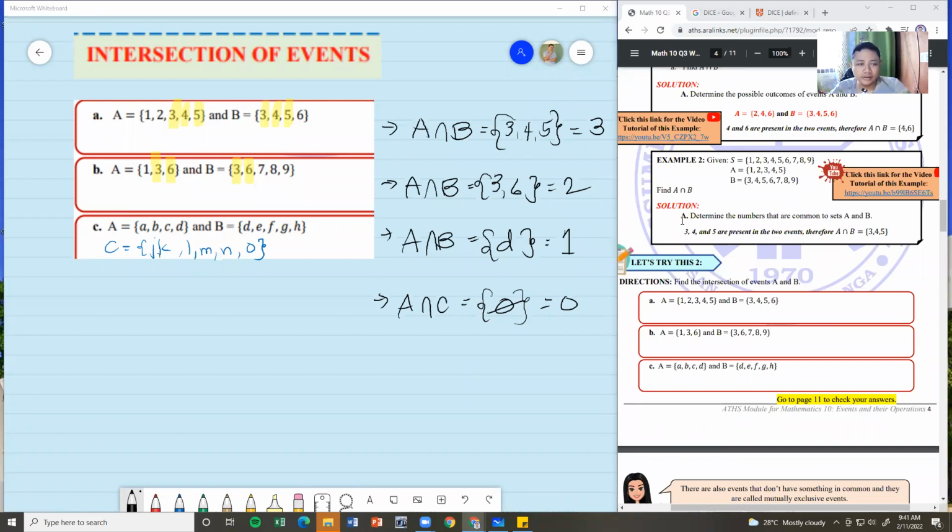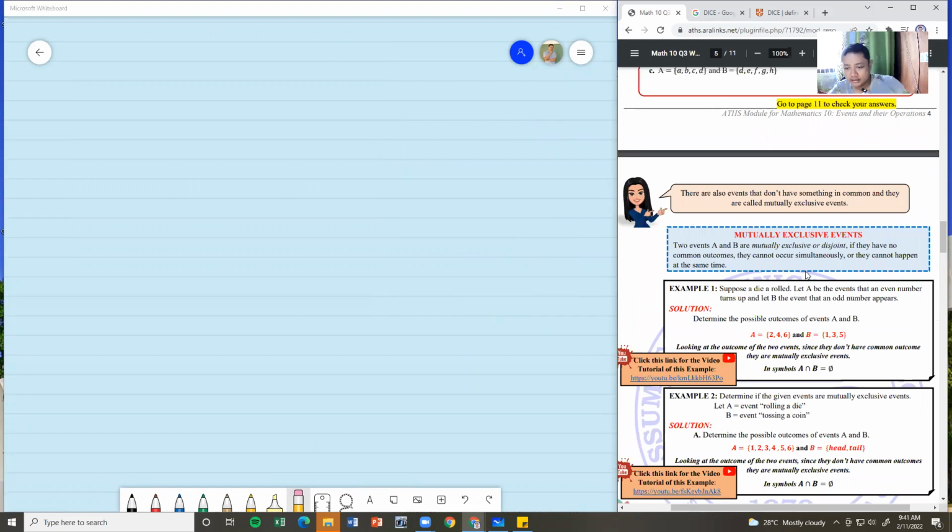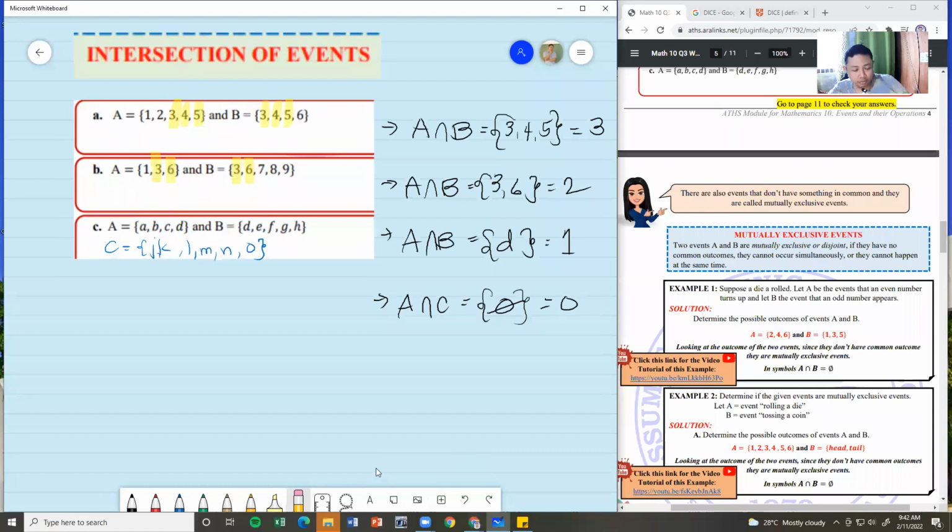Very good. So that's the intersection of events. Now let's move on with the continuation, and that is the mutually exclusive events. Mutually exclusive events means there is no common outcomes. Doon papasok yung last example natin kanina. So, if there is no intersection, that simply means that those events are mutually exclusive. Wala silang pakialam sa bawat isa. They do not intersect with each other. Whatever you do, there will be no common outcomes between the two of them. So those events are called mutually exclusive events.